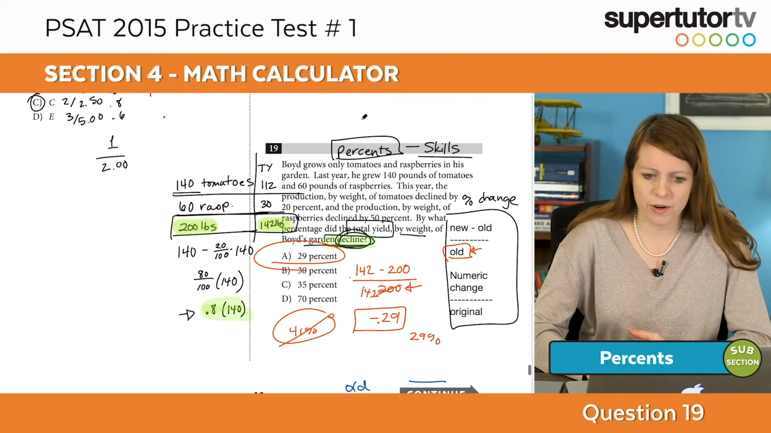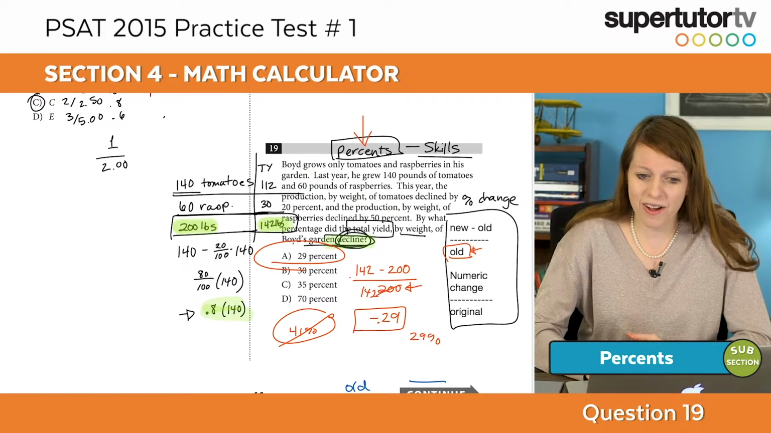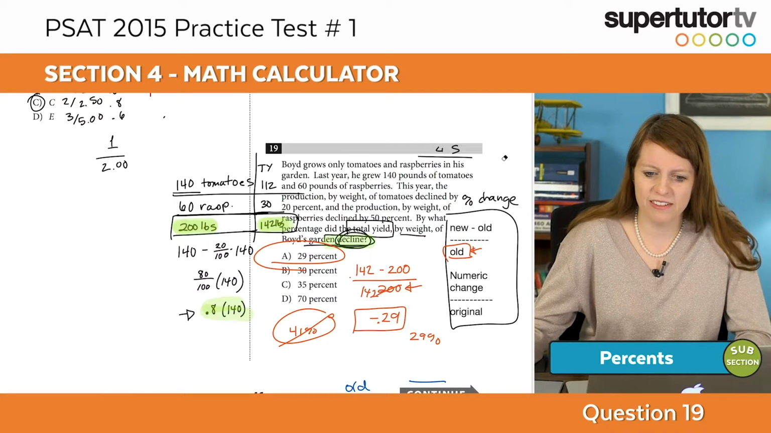We have lots more of those in our percents, and I have a whole video on how to set up percents, so you can go check that out.